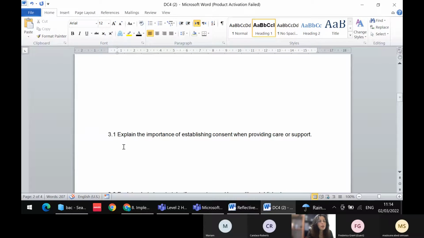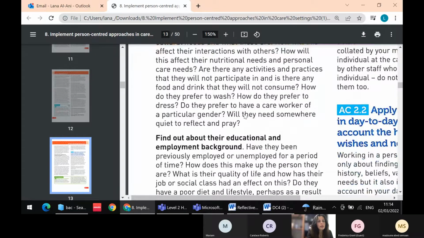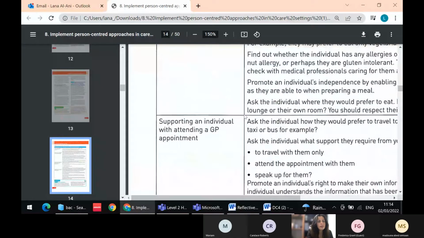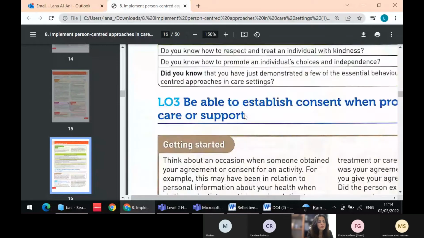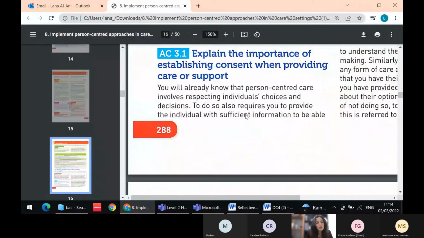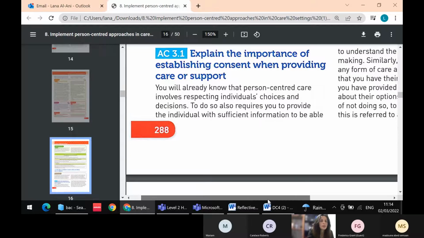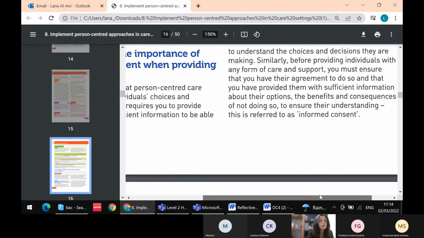Now, explain the importance of establishing consent when providing care or support. So that's 3.1. We will get back to these ones when we do the reflective, but now we have to go to 3.1. Okay, so explain the importance of establishing consent when you're providing care or support. So what's the importance of consent? Why is it important?